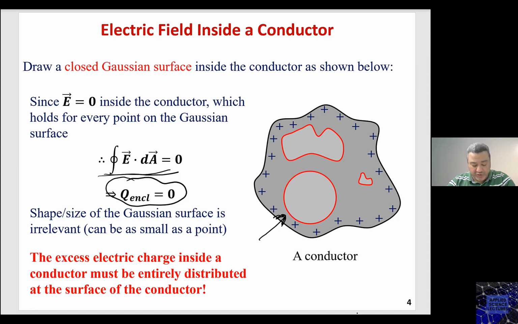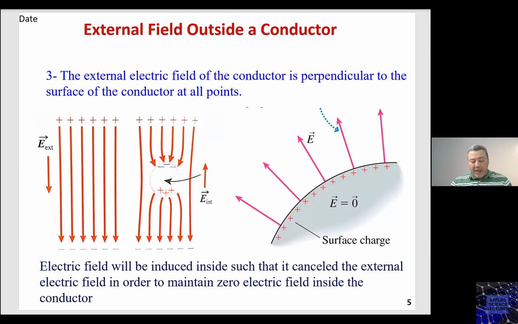Now we have seen that charges are zero inside the conductor. Then we know that the electric field is also zero, whatever the closed surface, whatever the Gaussian surface you take, arbitrary symmetrical closed surface, you will always get a zero electric field inside the conductor.